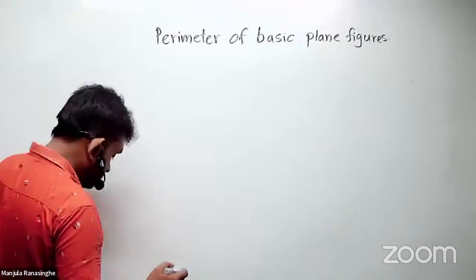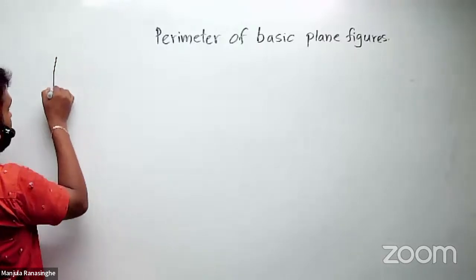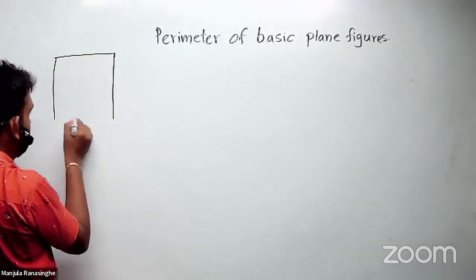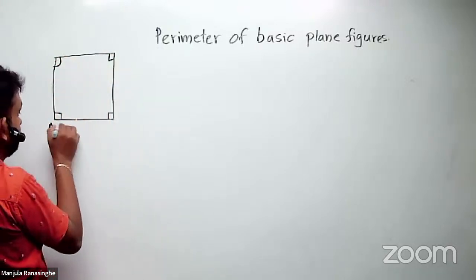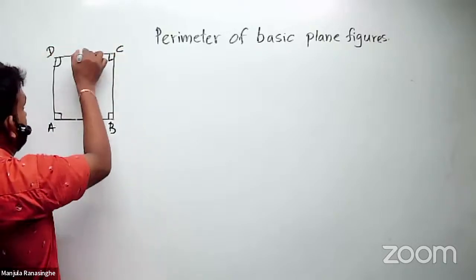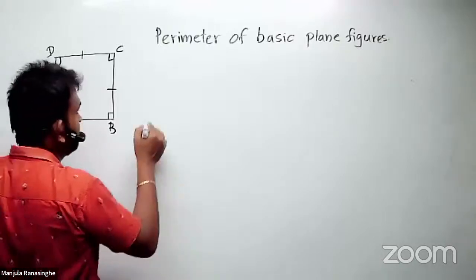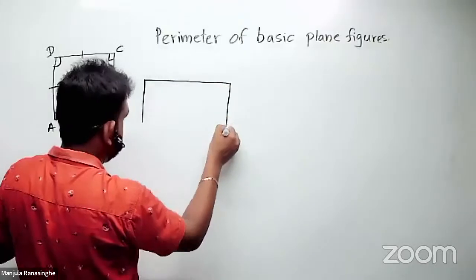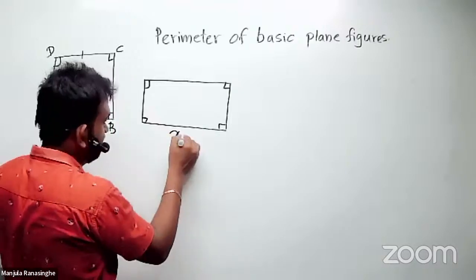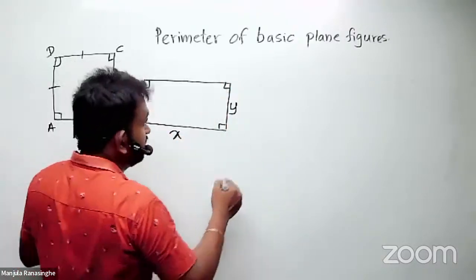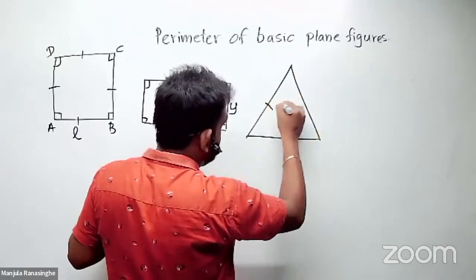So we have this type of plane figures. See there very carefully. I am drawing here the first one, square. This is square ABCD. All four sides equal. Here I take the side length L. Then I take the next basic figure, rectangle. See there. So the side length is X and breadth is Y. Then I take a triangle, that is an equilateral triangle with side length A.